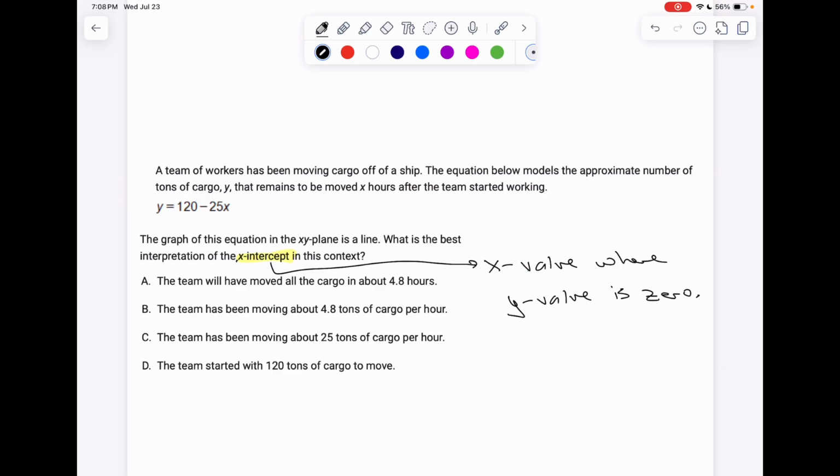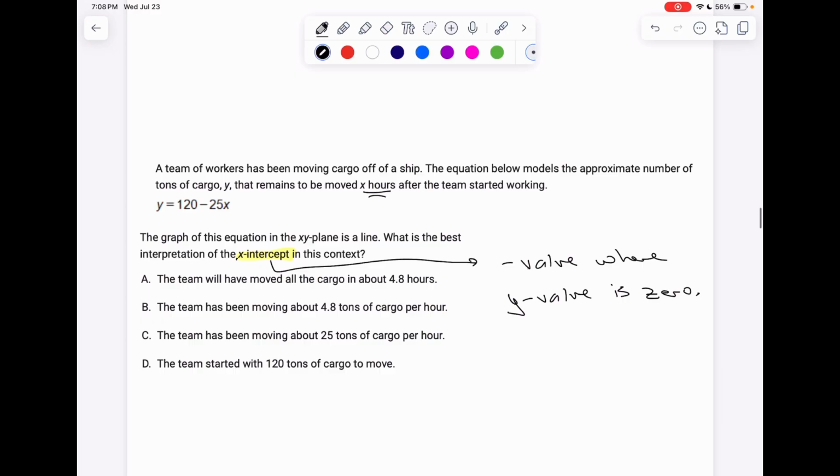So literally take this equation now, and instead of saying x, say hours. We're going to swap out that x for hours. It's the hours value where the y, well, we know that y is the tons of cargo that remain. We'll swap out y with tons of cargo remaining is 0. So we're looking for the hours value where the tons of cargo remaining are 0. We just have to find which answer choice says that. All the cargo is moved, right? That's the only one that says something like that.